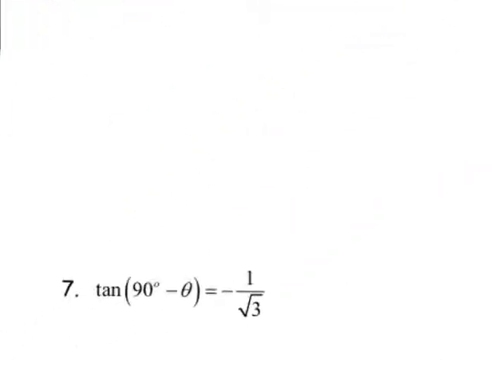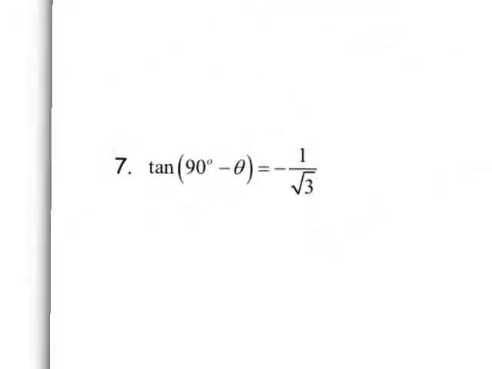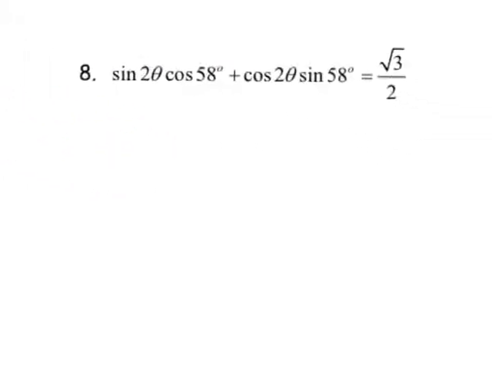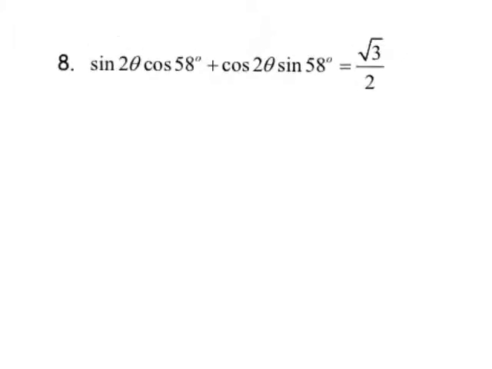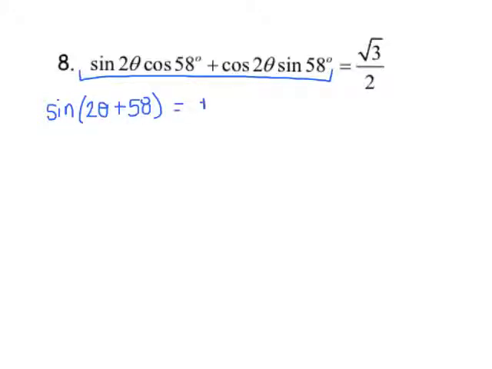All right, number 7 is another cofunction. So if you match that up to the cofunction, 90 minus theta, that's just the degree version of saying pi over 2 minus x. So don't let that trip you up. This is another cofunction. And number 8 will be the last one that we do here. So sine 2 theta, cosine 58, that's cosine 2 theta, sine 58. So once again, matching, we get sine of 2 theta plus 58 equals root 3 over 2.